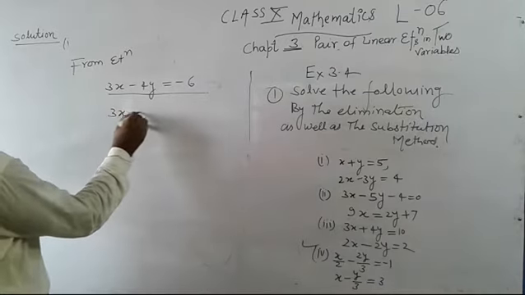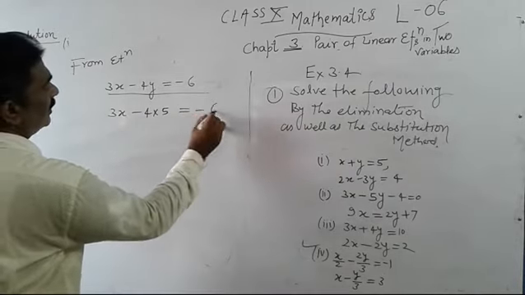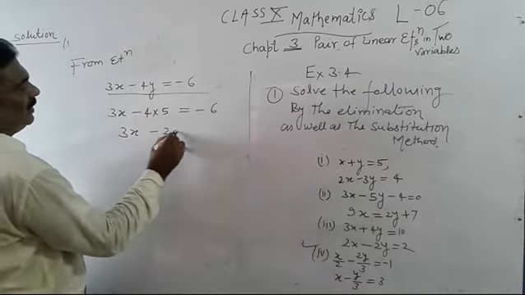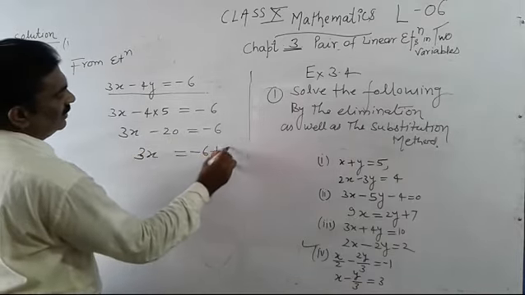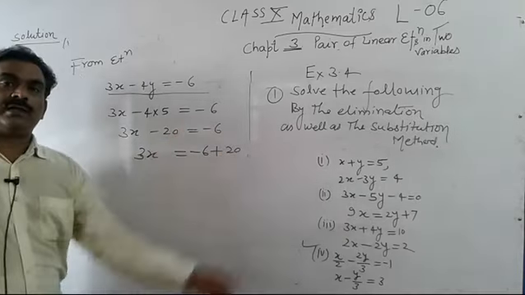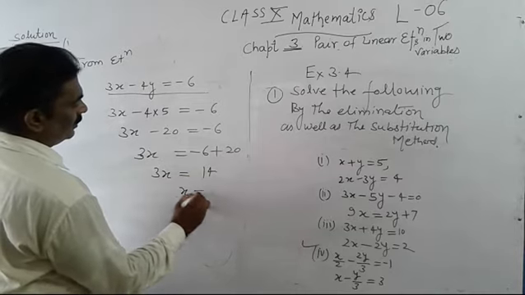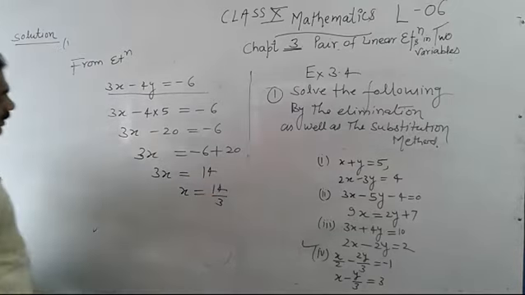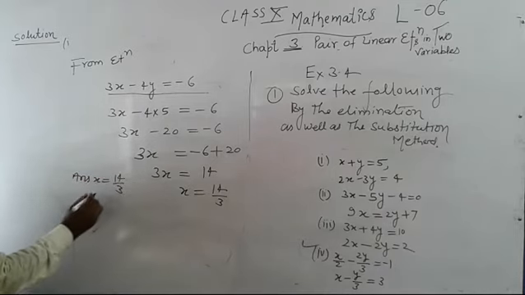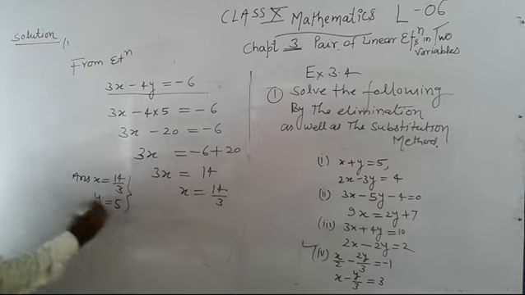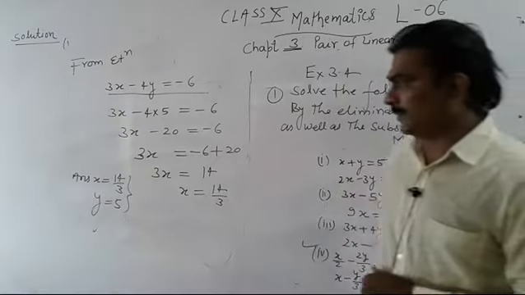Here 3x minus 4 into 5, 5 being the value of y, is equal to minus 6. 3x minus 20 is equal to minus 6. It becomes 3x is equal to minus 6 plus 20. Minus 20 goes to the right hand side, it becomes positive. 3x is equal to 14. x is equal to 14 upon 3. So students, we have the answer x is equal to 14 upon 3 and y is equal to 5. These are the answers solved by the method of elimination.